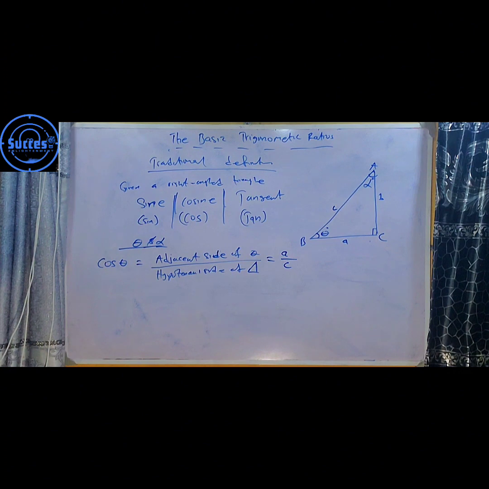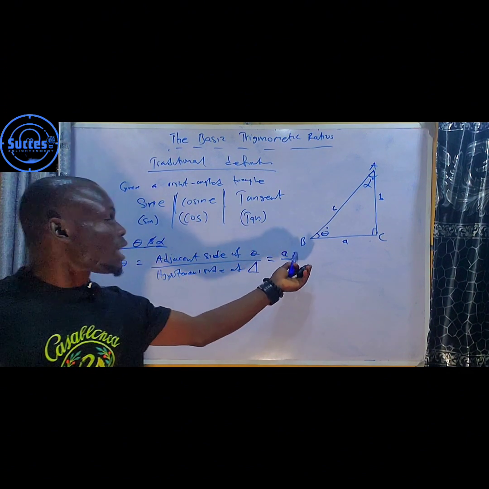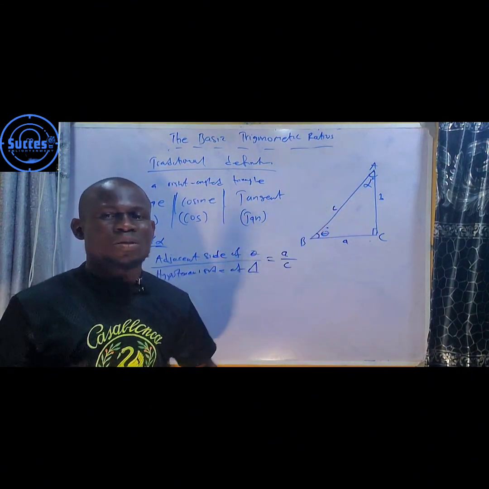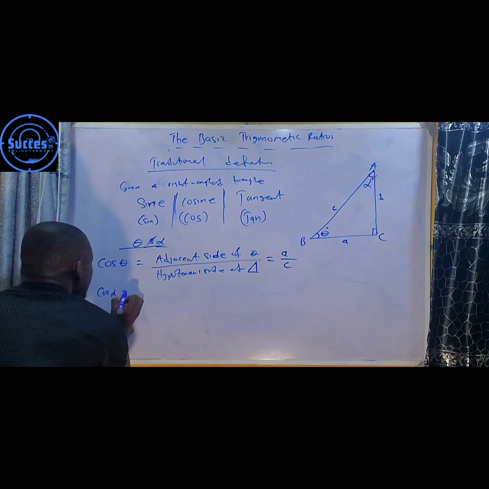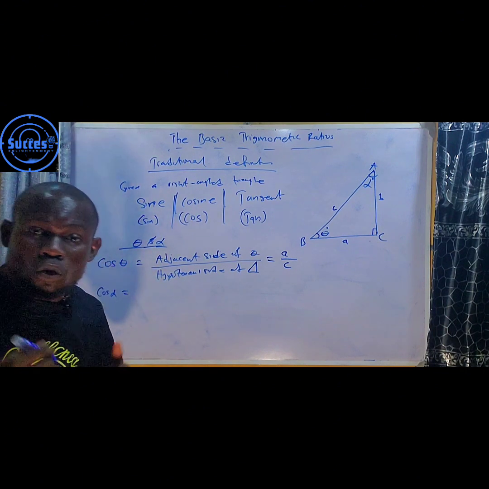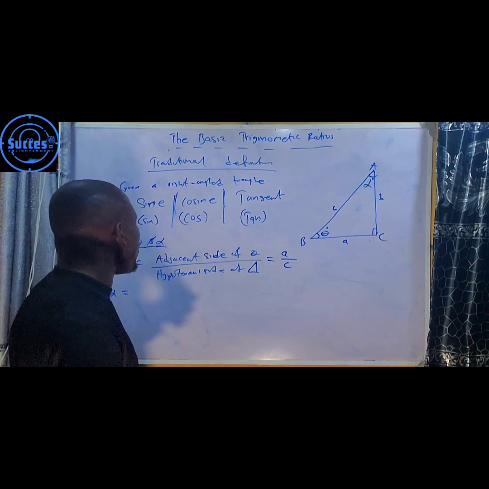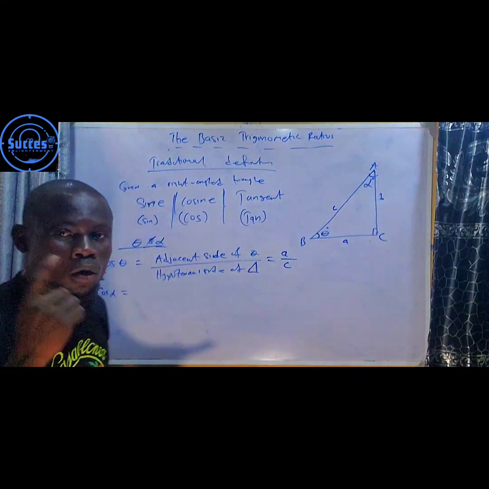Are you together? The adjacent side of theta divided by the hypotenuse side of the right angle triangle. If you are dealing with cos alpha, by traditional definition, what cos alpha stands for is the ratio of the adjacent side of alpha divided by the hypotenuse side of the right angle triangle.